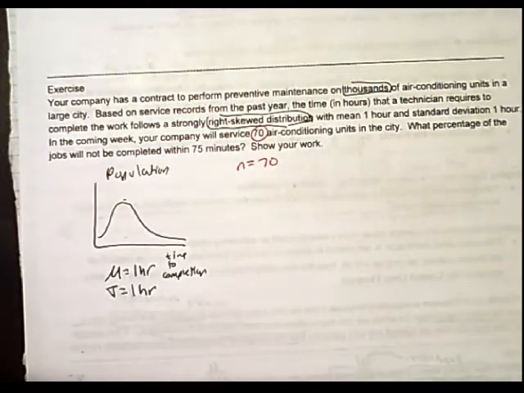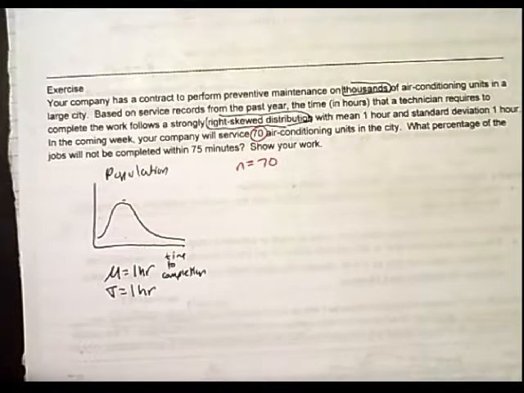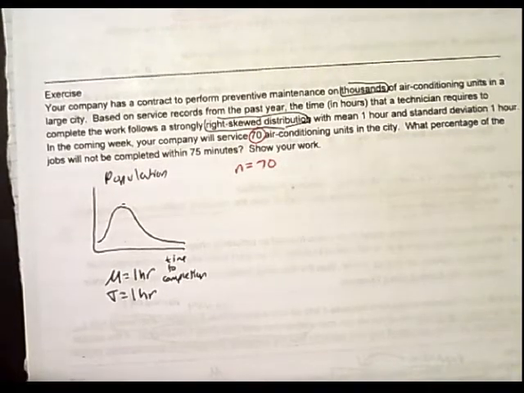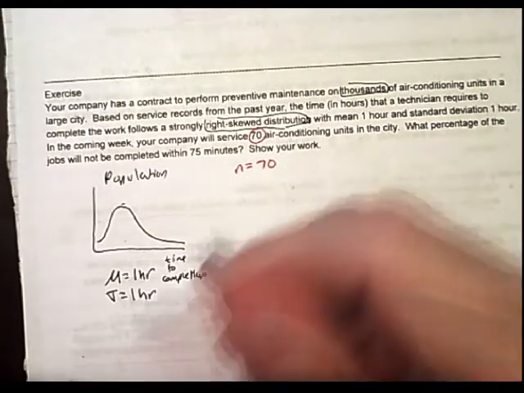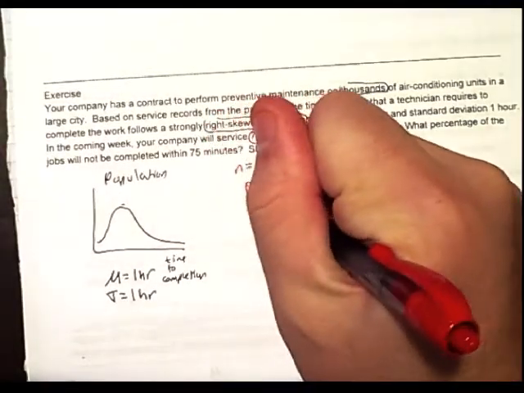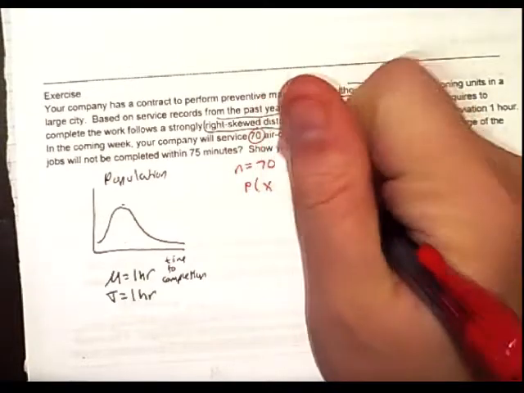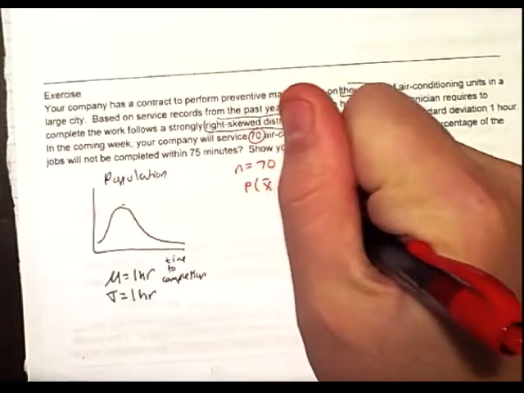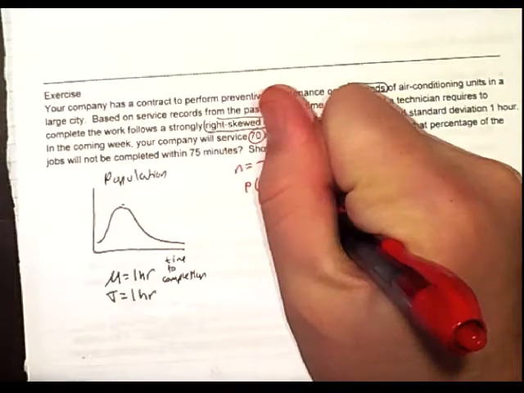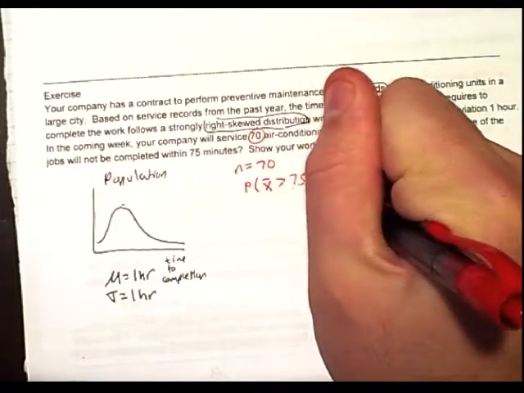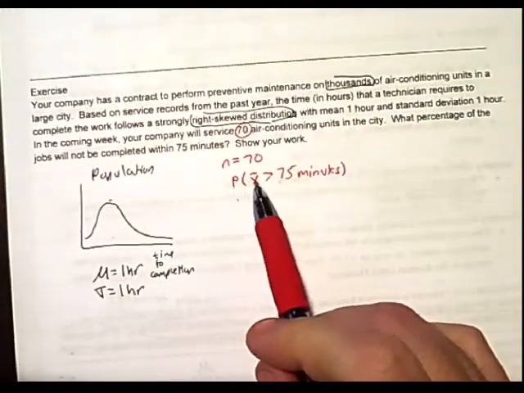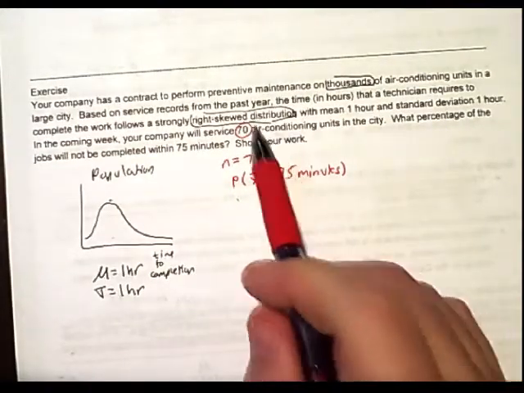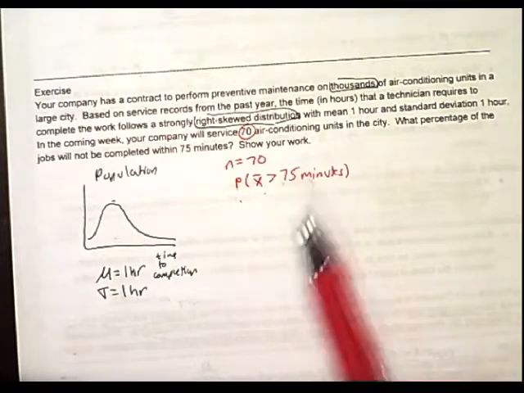Okay. That says, what percentage of jobs will not be completed within 75 minutes? Okay, within 75 minutes. So what's the probability that my sample mean is greater than 75 minutes? That's what the question's really asking me. What's the probability that when I take the mean of these, it goes over 75?